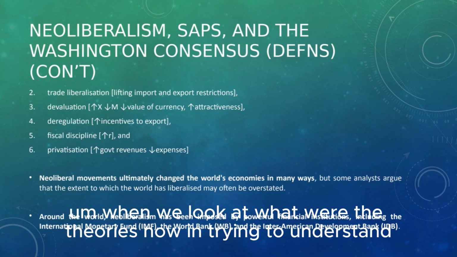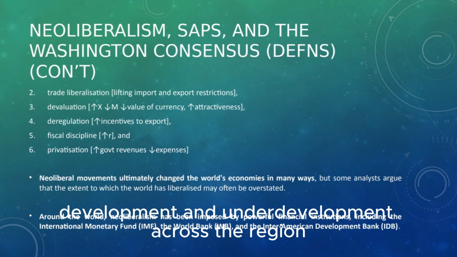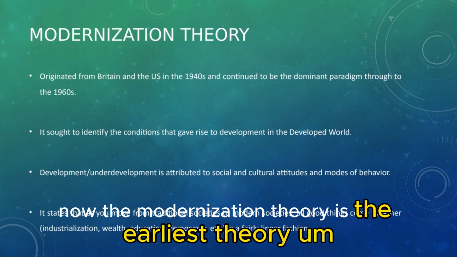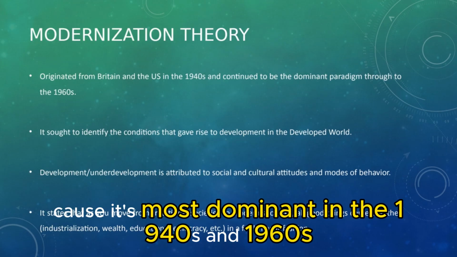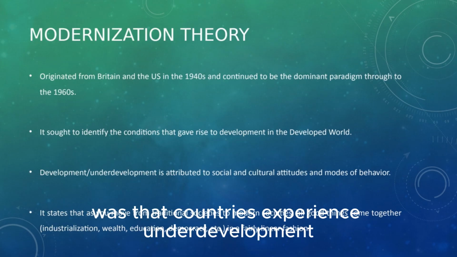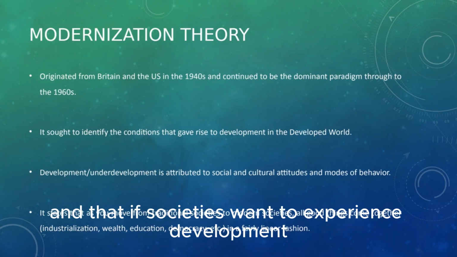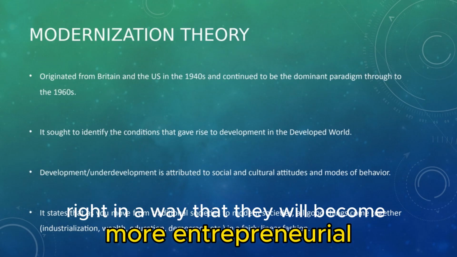When we look at what were the theories in trying to understand development and underdevelopment across the region, there were two main schools of thought. You had the modernization theory and the dependency theory. Now, the modernization theory is the earliest theory in trying to understand development in the global north and the global south. Their main argument, because it was most dominant in the 1940s to 1960s, was that countries experience underdevelopment due to their own internal social and cultural factors, and that if societies want to experience development, they had to follow a linear path, moving away from a traditional society to a modern society, right? In a way that they would become more entrepreneurial.